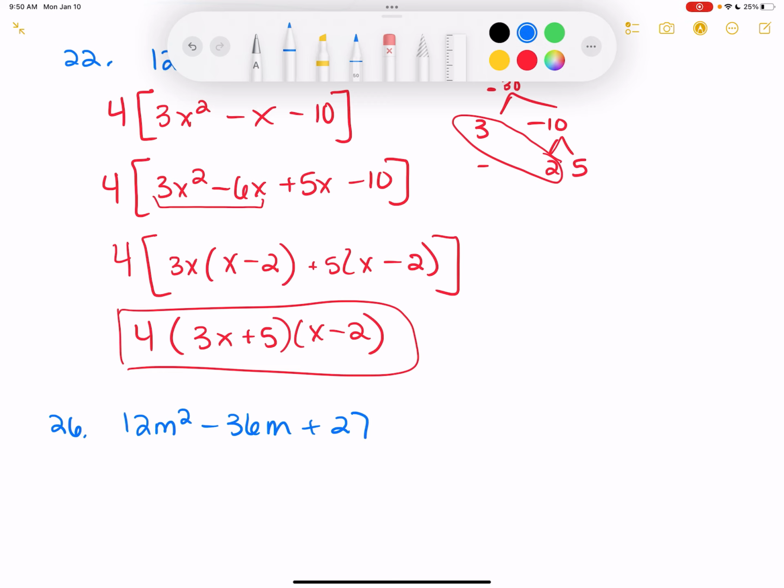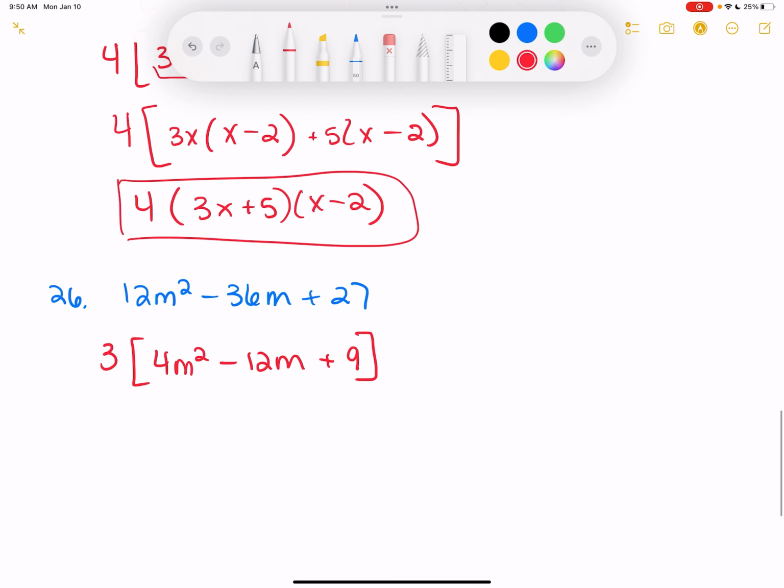All right, so again, pretty big numbers, maybe a little terrifying. Can I take anything out? Sometimes it's not possible. 27, right? 9. Wait, does 9 go into 12? No, it does not. But 3 does, so I'm going to take a 3 out. So that gives you 3 times 4m squared minus 12m plus 9.